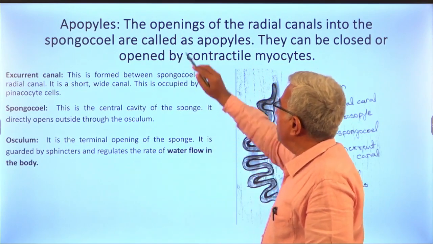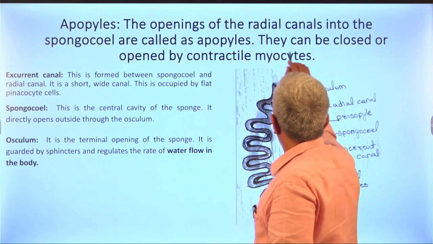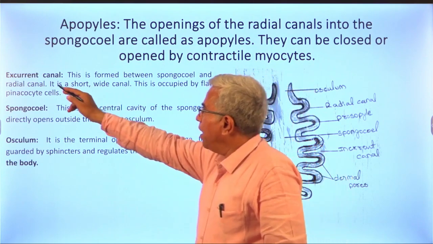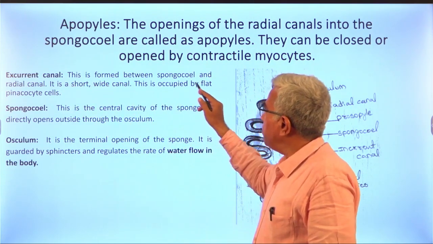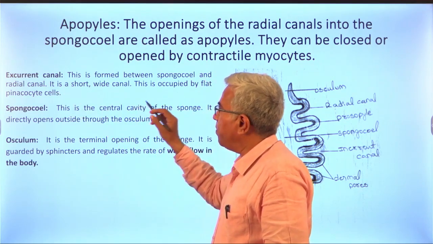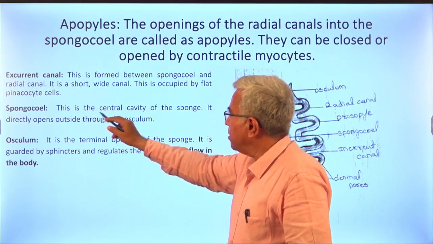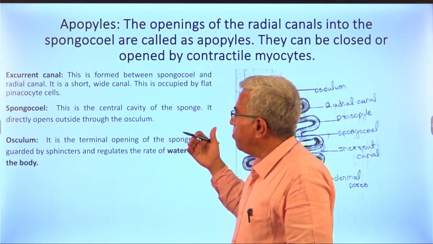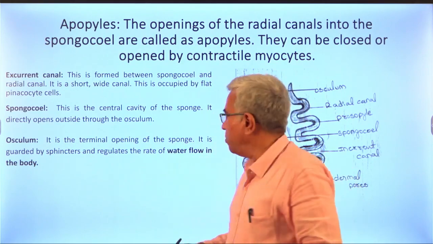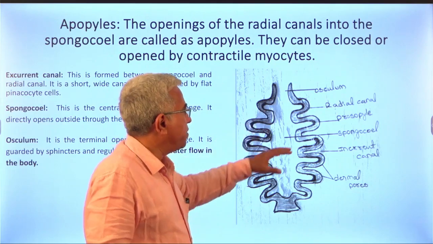What are apopyles? These are the openings of the radial canals into the spongocoel, and they can be closed or opened by contractile myocytes. And the excurrent canal is formed between the spongocoel and the radial canal. It is a short, wide canal. This is occupied by flat pinacocyte cells. Coming to the spongocoel, this is the central cavity of the sponge. It directly opens outside through the osculum. And the osculum is the opening through which the water is drained out. And here you can see the parts that are represented in this diagram.